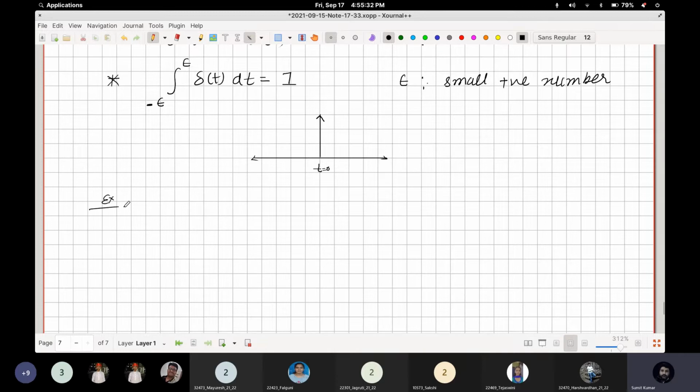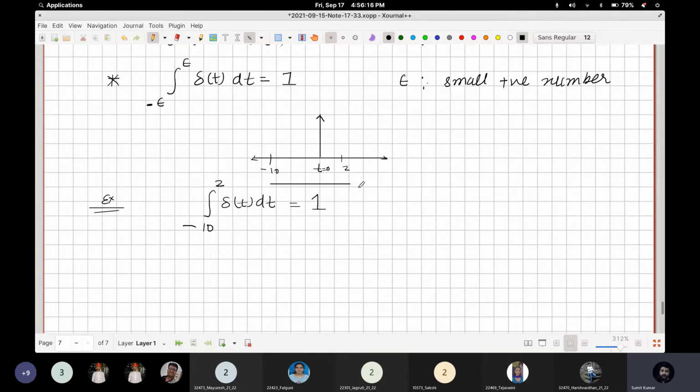So example 1, let me say. If we have to find out the integral from minus 10 all the way up to 2 of delta t dt, what is this value going to be? From minus 10 is somewhere here, isn't it? And 2 will be somewhere here. So if you are integrating from here to here, you see that you have already encountered delta t, isn't it? So whatever its area is, that has been counted now. So what will be this value? Can somebody tell me? So is it 1? It's 1, right? Because area of delta t is equal to 1 only.